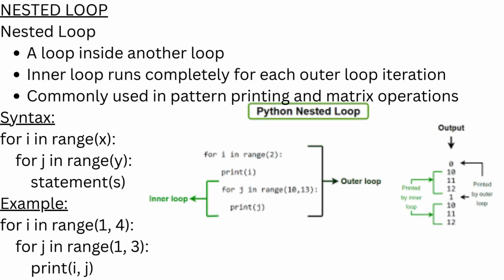A nested loop means a loop inside another loop. First, the outer loop starts and runs one iteration.